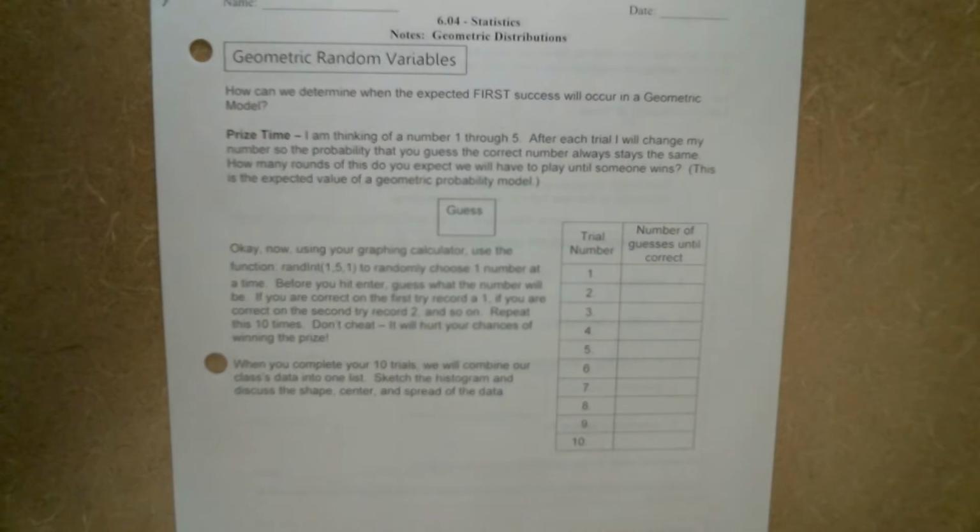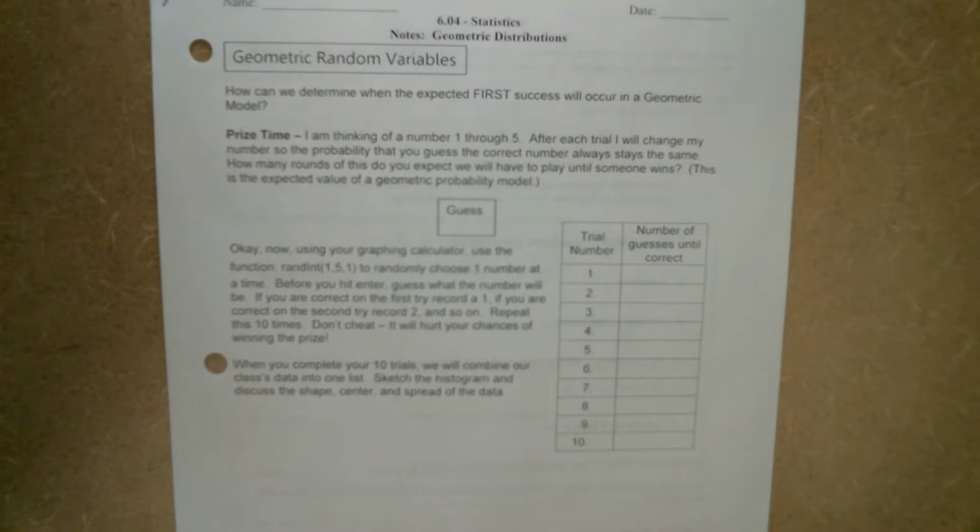The difference is binomial is a fixed number of trials and you're counting how many times you succeed or how many times you win. The geometric is the situation where we're counting how many times we have to play until we win. So we don't know how long it's going to take. We're just going to keep going over and over and over again until we win.